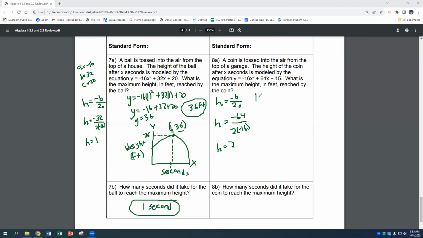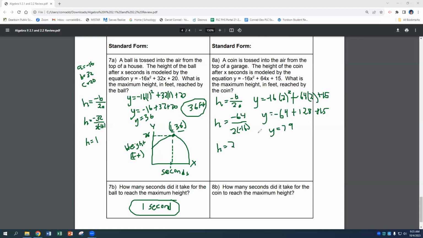So then I need to substitute in 2 to get my k. So y equals negative 16 times 2 squared plus 64 times 2 plus 15. Okay, that's going to give me 4. That's going to be negative 64 plus 128 plus 15, which is going to give me 64 plus 15, 79.